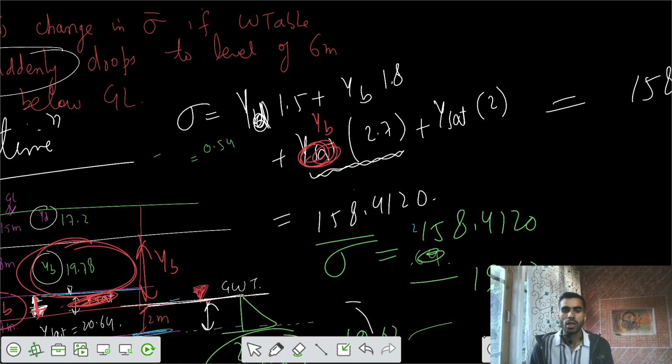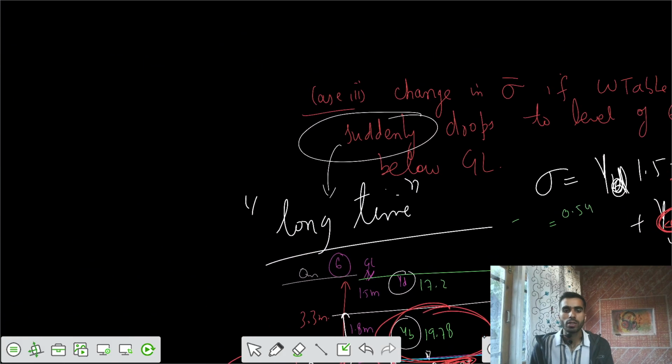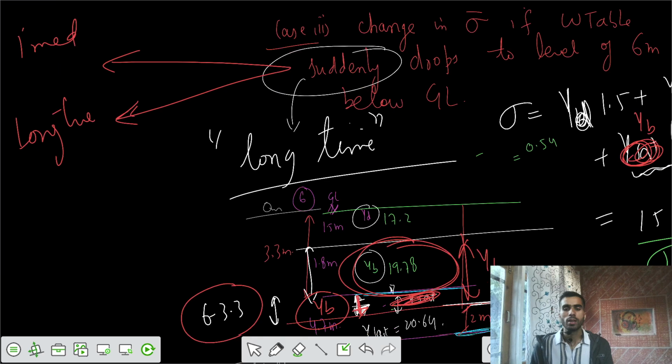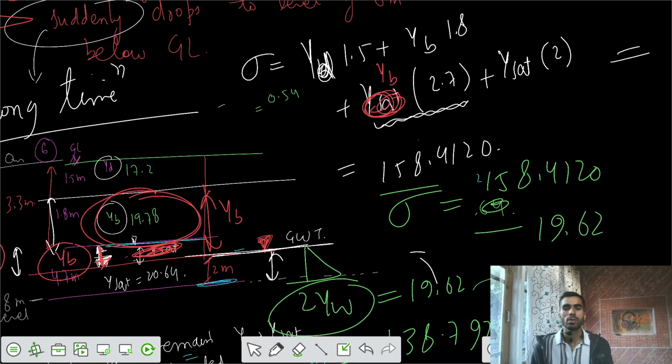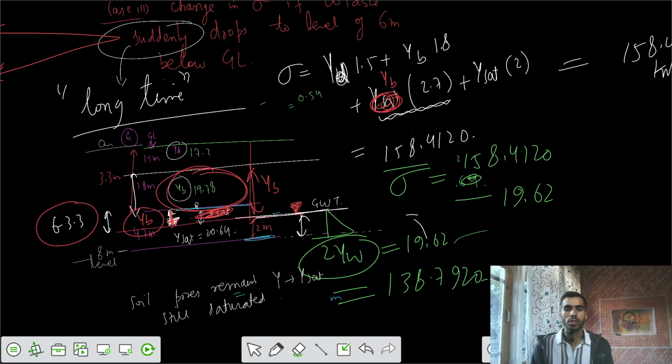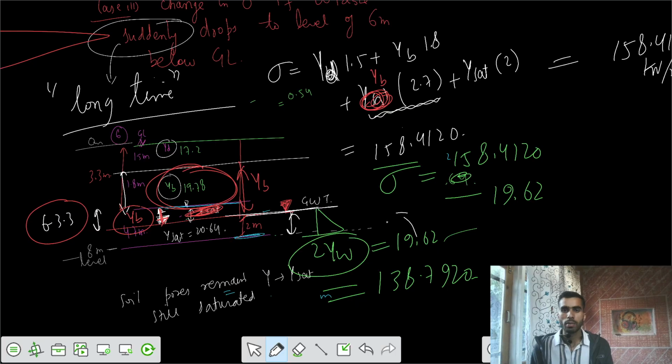If it is mentioned, so you had two options here. Either you can solve for one of the parts, or you can solve for both of the conditions. You can solve for the immediate condition, you can solve for long time, or if it is mentioned directly to calculate for either of the conditions, you can have that concept. But for better understanding, you can solve for both of the conditions. Okay, so gamma bulk is there, and there is 2.7.